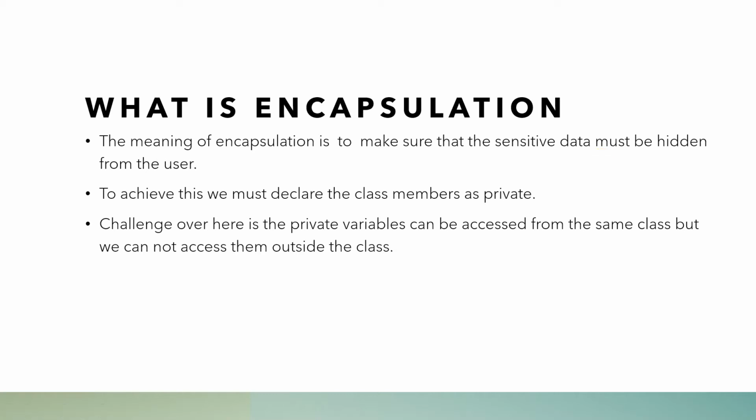To achieve this, we must declare the class members as private. Why do we need to declare the class members as private? Because if we make them public or use another access specifier, they may be visible outside the class, so they will not be properly encapsulated or hidden inside the class. That is the reason we make them private. Once we make a class member private, we can minimize the scope of accessing it outside the class.